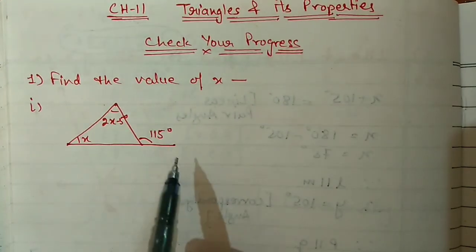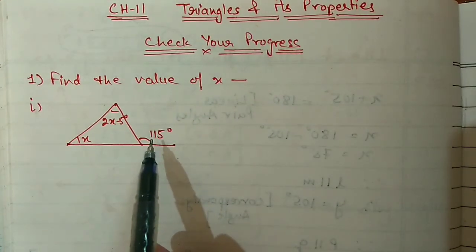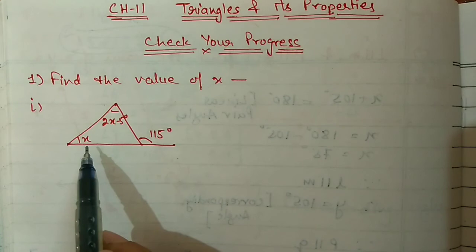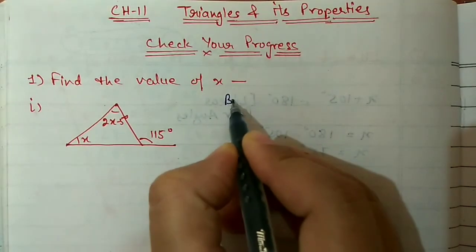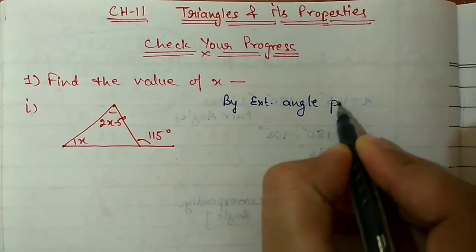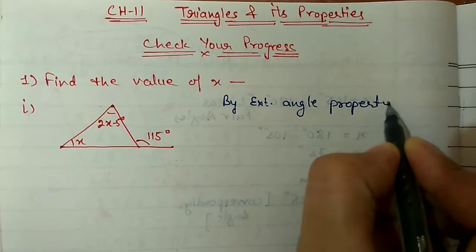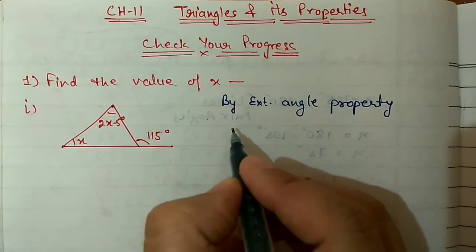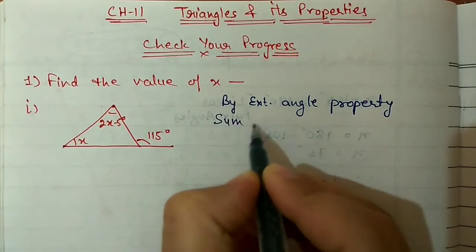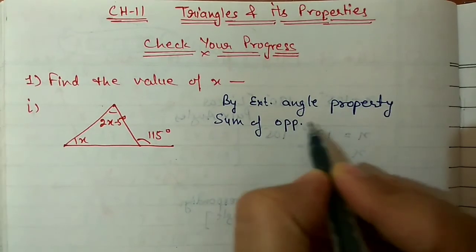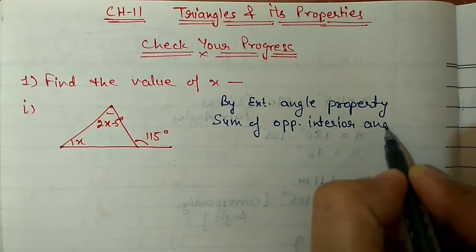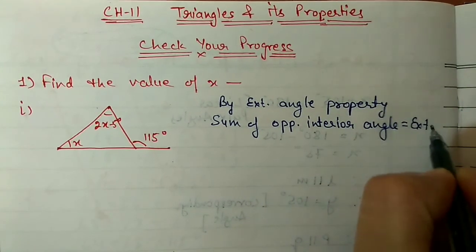Figure is given here. Now you can see in this figure one exterior angle is given and two opposite interior angles are given. It means we can use the exterior angle property here. So by the exterior angle property, according to this property, the exterior angle is equal to the sum of the opposite two interior angles. So, the sum of the opposite two interior angles is equal to the exterior angle.